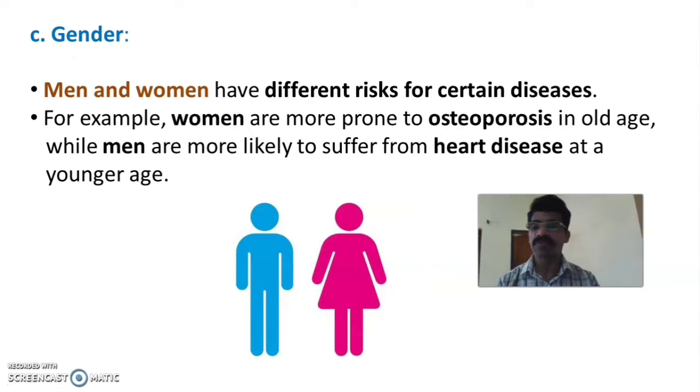Next is gender, sex of the person. Men and women have different risk of certain diseases. For example, women are more prone to have osteoporosis in the old age, while men are more likely to suffer from heart diseases at a younger age. All the men in younger age are at risk for heart diseases, cardiovascular diseases. Whereas old age women are prone to have osteoporosis during the old age period. So this is how men and women have different risk factors for different diseases. That is the gender influence on the positive and negative health of the person.